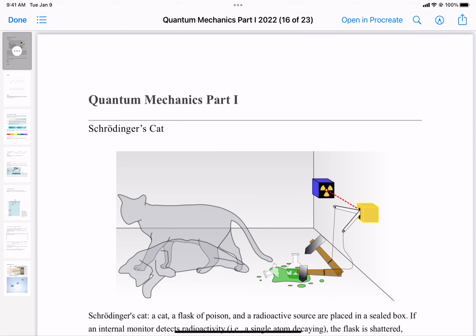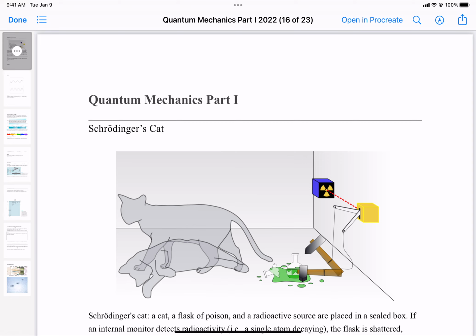So now we're going to talk about, I think, one of the most difficult concepts to comprehend mentally and conceptually: quantum mechanics. Quantum mechanics is kind of how we view the world of the particles that we can't see.